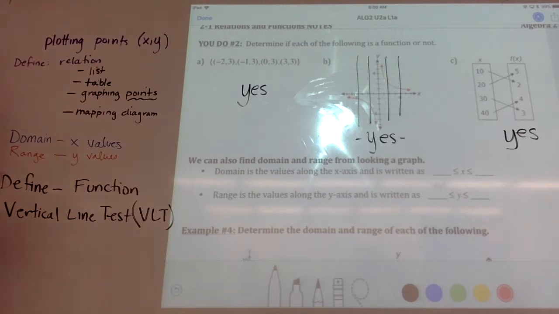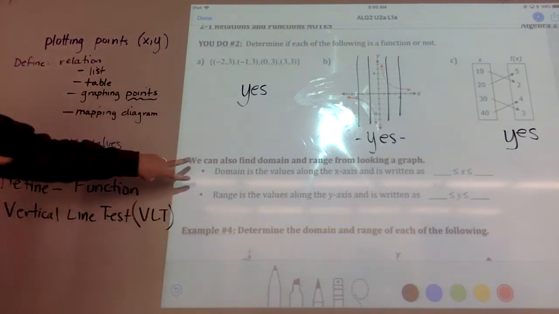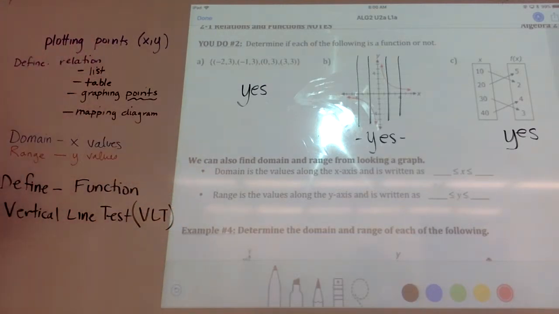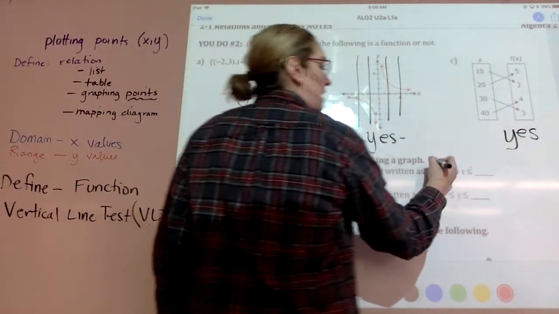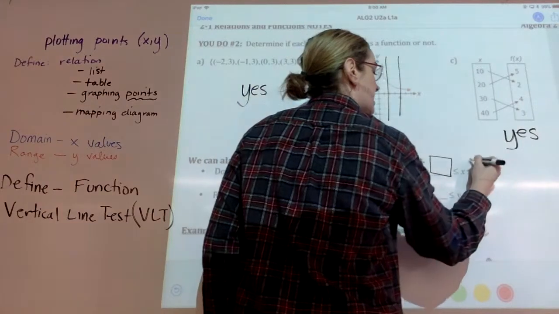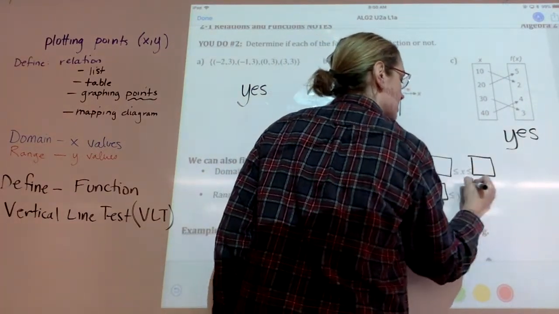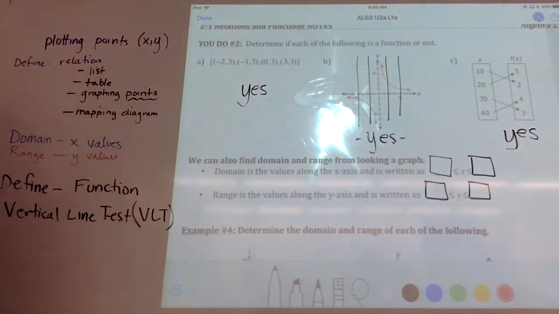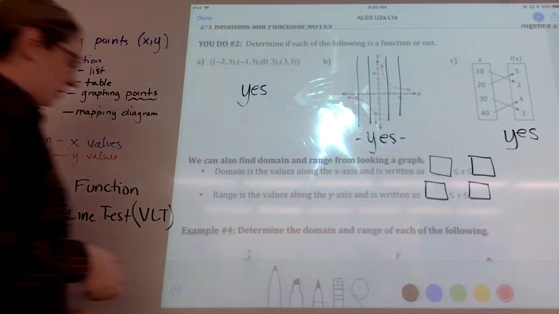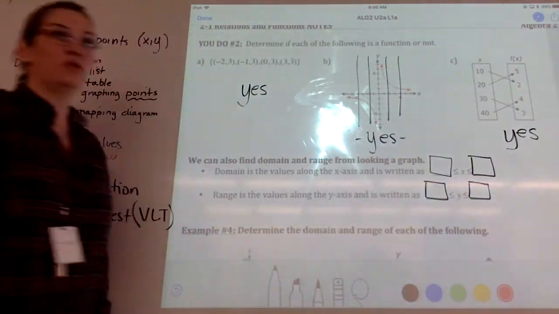You need your color pencils for this next section. So if you're asked to find domain and range, I think this is the hardest part of the lesson right here. You're going to write domain using these inequalities. I want you to turn these into boxes for me, please. Turn these into boxes, where you're going to have to fill in 2 boxes. Okay? 2 boxes.